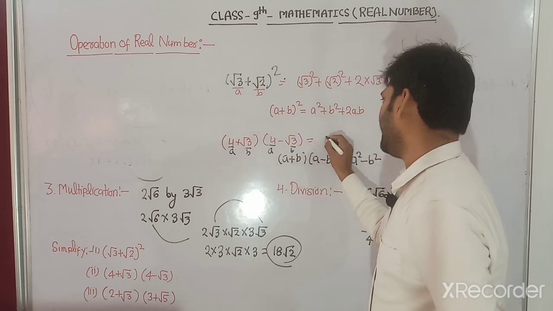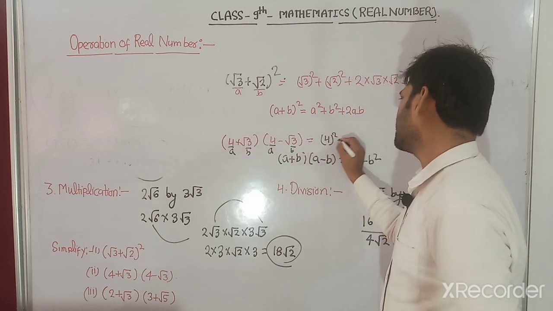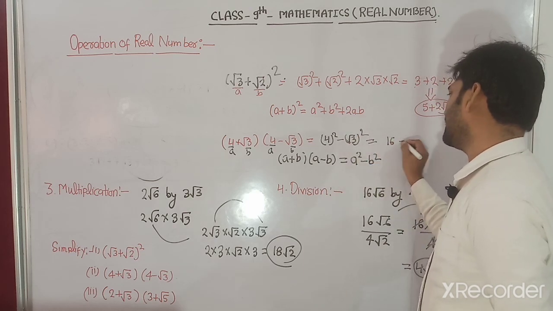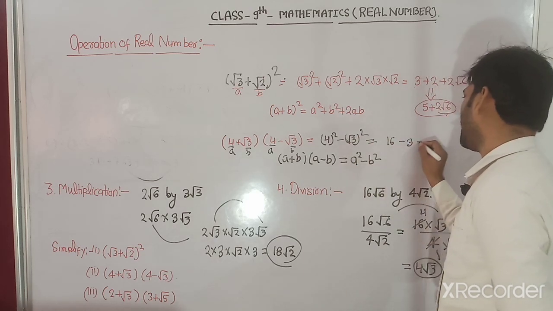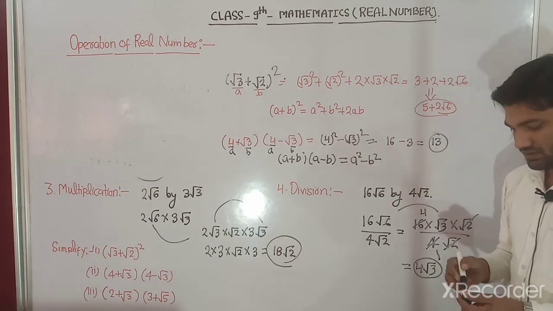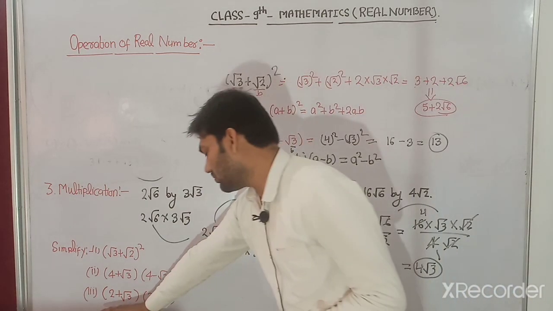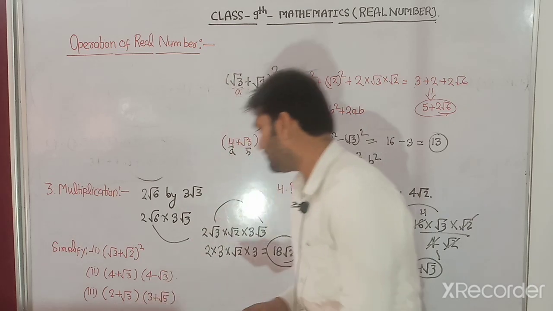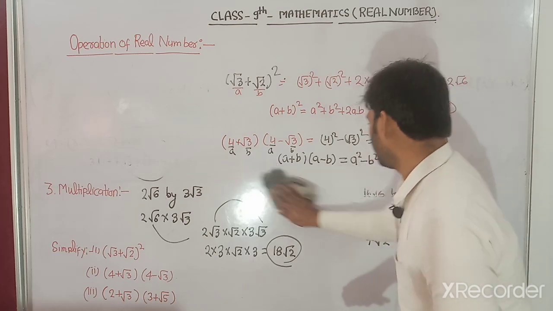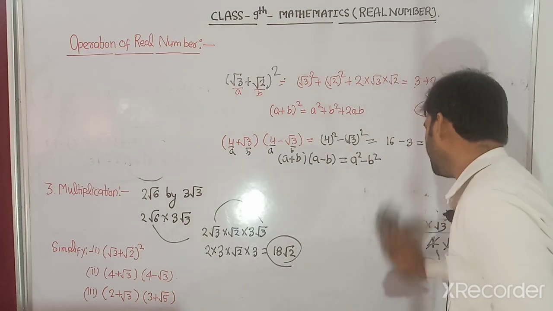Then we can write directly 4 square minus root 3 square. Then 4 square is 16, and root 3 square is 3. The answer will be 13. 13 will be the answer. And the last question: 2 plus root 3 and 3 plus root 5.